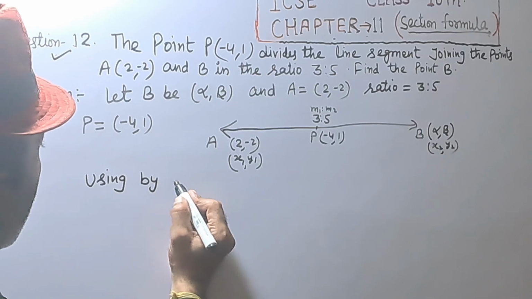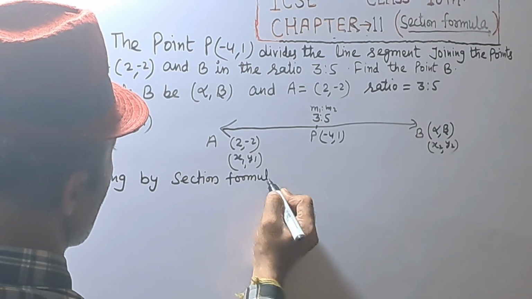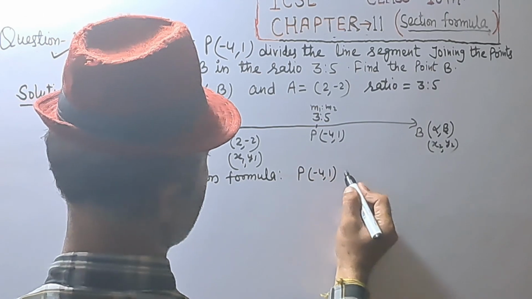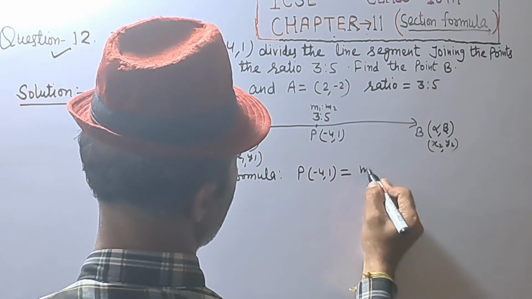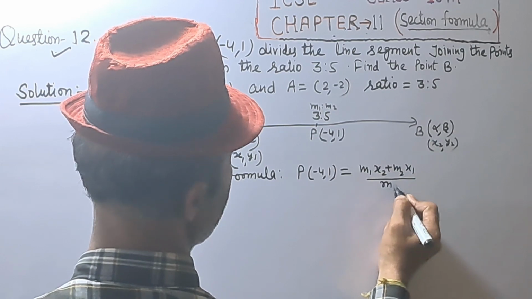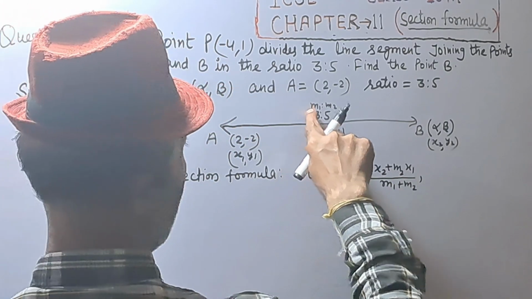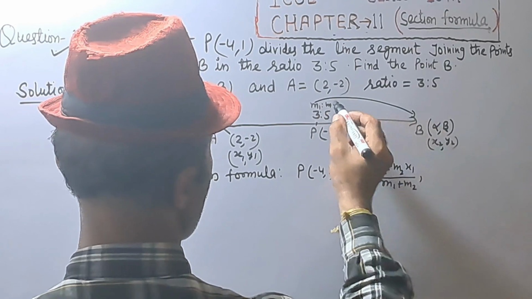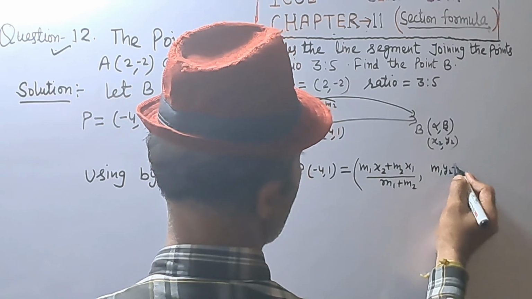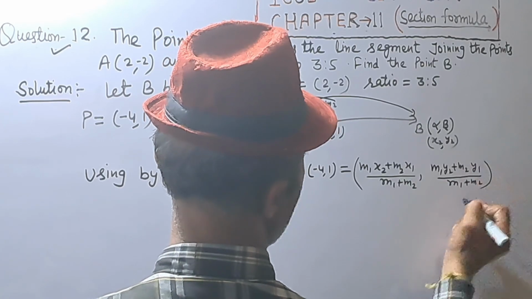Using the section formula, that is, P(-4, 1) the dividing point is equal to (m1x2 plus m2x1) divided by (m1 plus m2), and (m1y2 plus m2y1) divided by (m1 plus m2). It's the section formula.